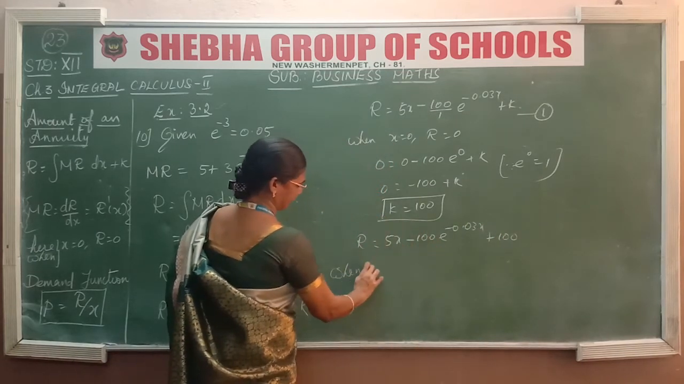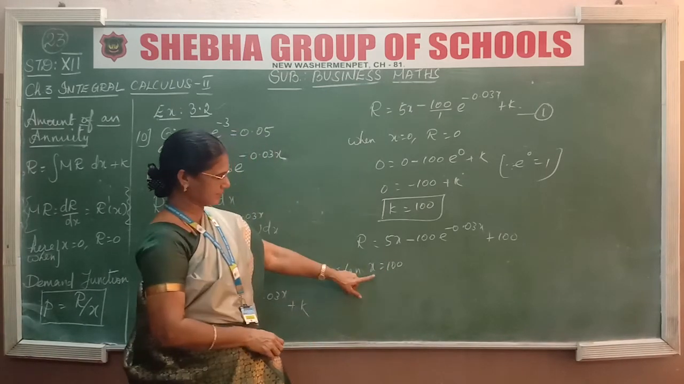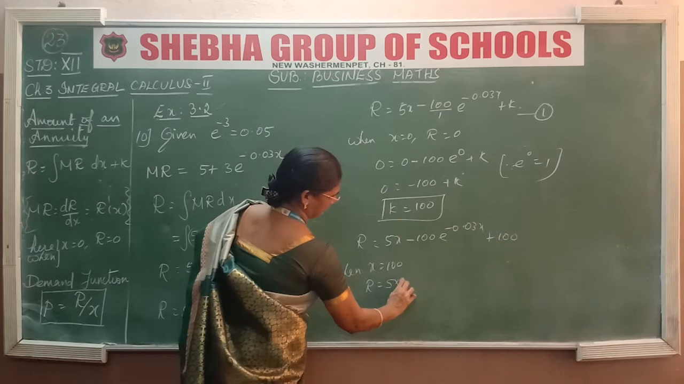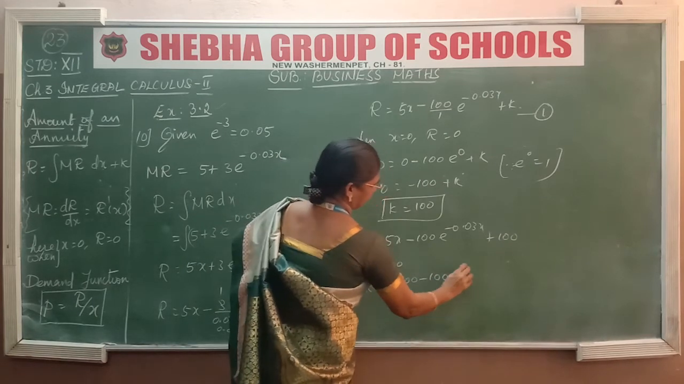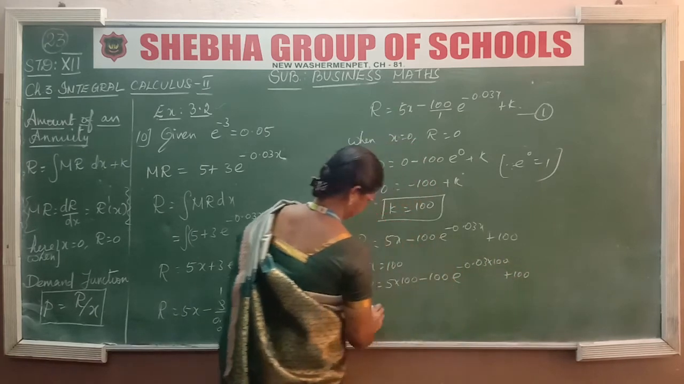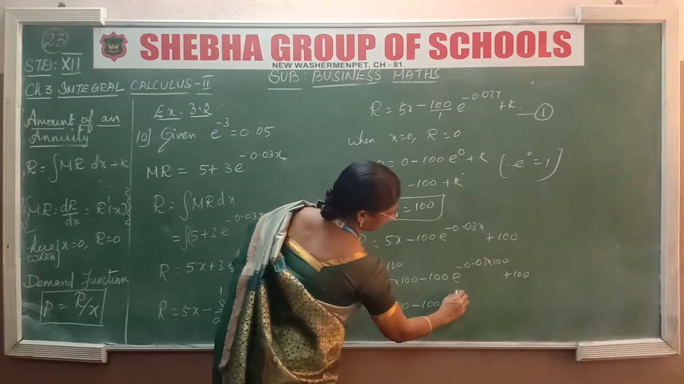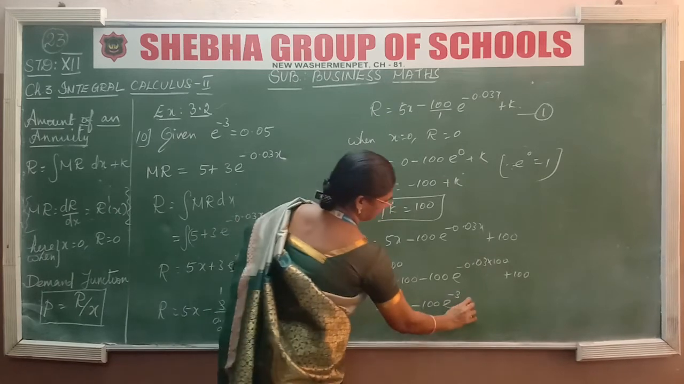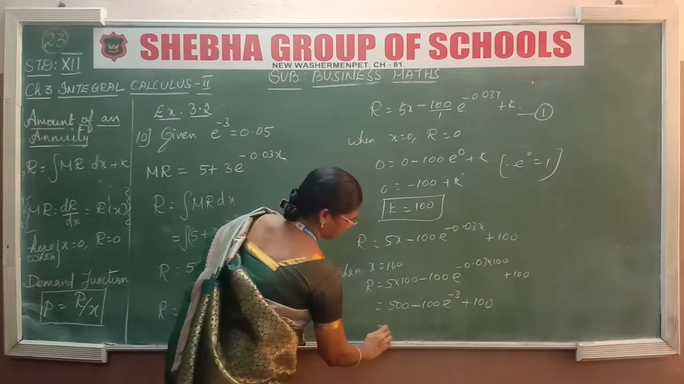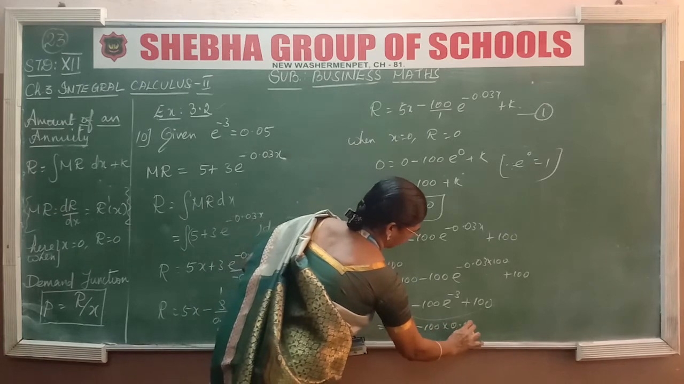So we have to find revenue when x is equal to 100. It is given. When x is equal to 100, we have to find the R value, and R is equal to 5 into 100 minus 100 e power minus 0.03 into 100 plus 100. So we get 500 minus 100 e power, multiplying we get minus 3, plus 100, and e power minus 3 value is given approximately 0.05. Now adding these two, 600 minus 100 into 0.05.